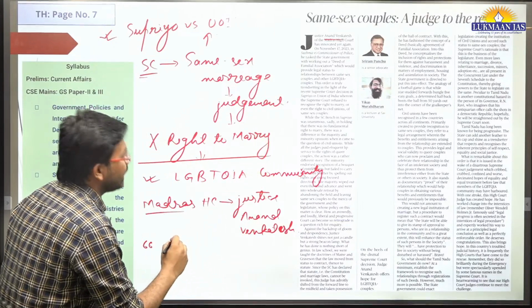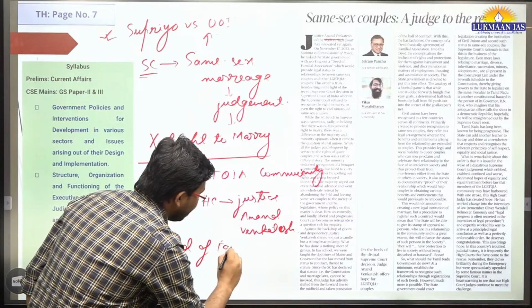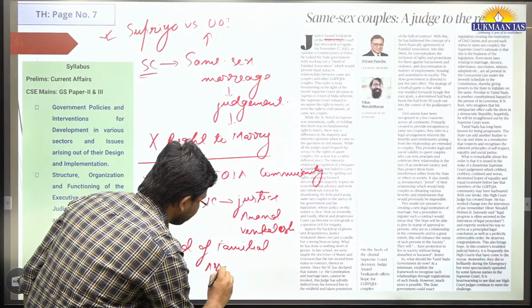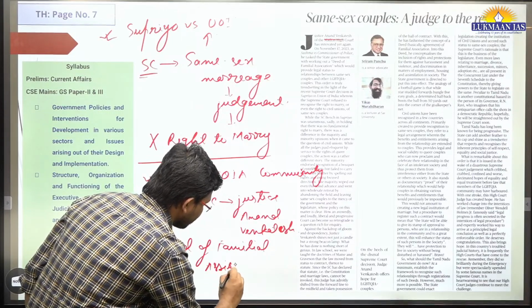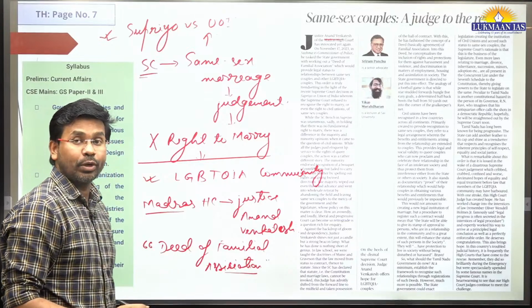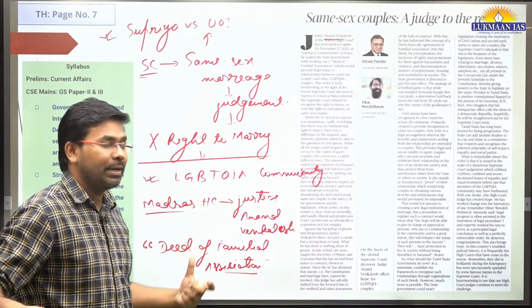In that case, the justice in the Madras High Court has said that they can get a deed of familial association made. Now let us understand the difference between marriage and a deed of familial association.